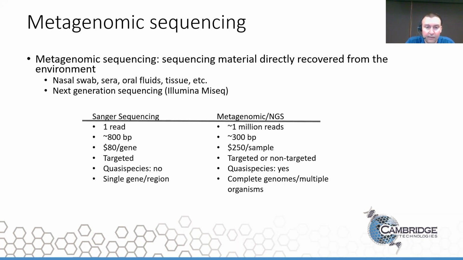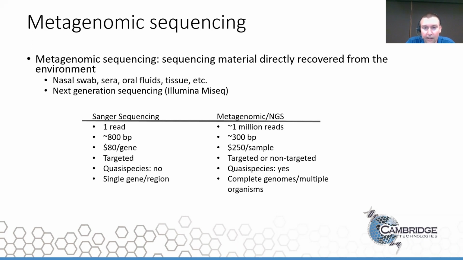So when we have a sample, we need to add a primer, which is targeted towards what we want to sequence. We then sequence that via the Sanger method. We generate a read of 800 bases, and again, it's just one single read.